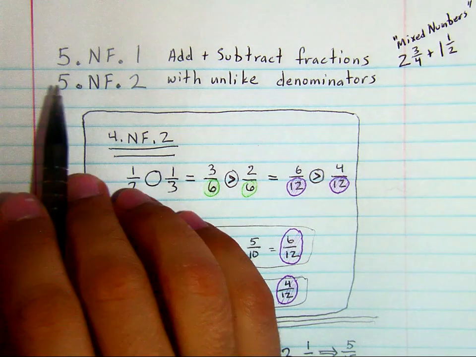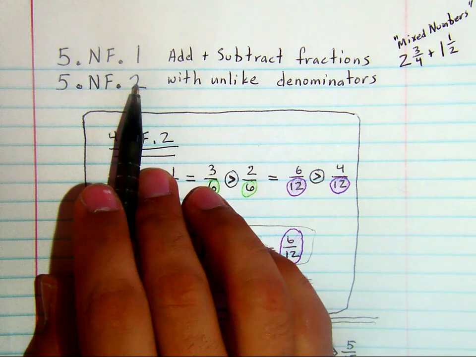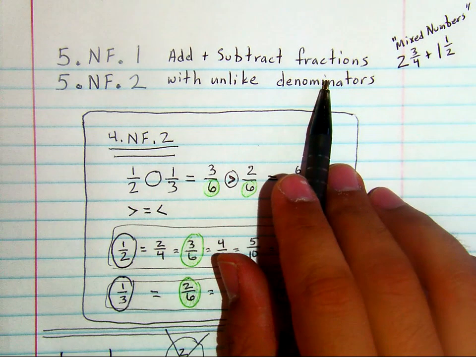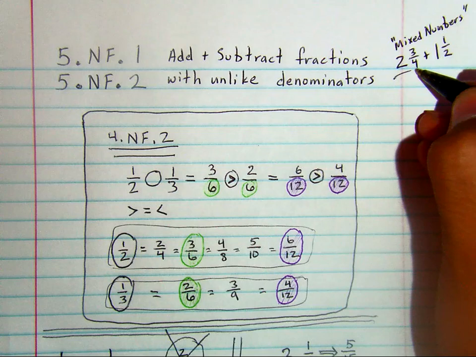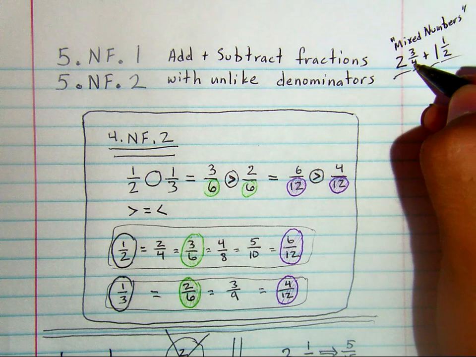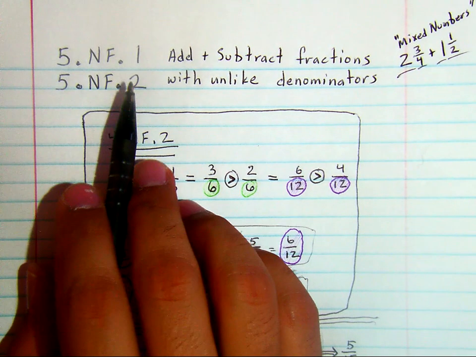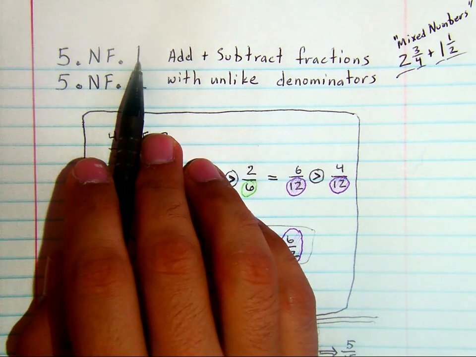Okay, so 5.NF.1 and 5.NF.2 focus on the exact same thing, adding and subtracting fractions with unlike denominators. Now this does include mixed numbers, which is basically a whole number and a fraction being added to a whole number and a fraction with unlike denominators. Now NF.2, that standard is focused on word problems, where NF.1 is focused on the procedure and concept.